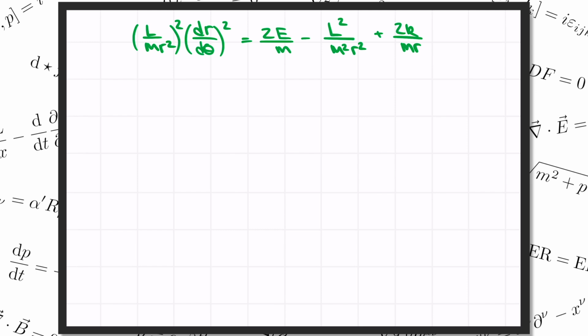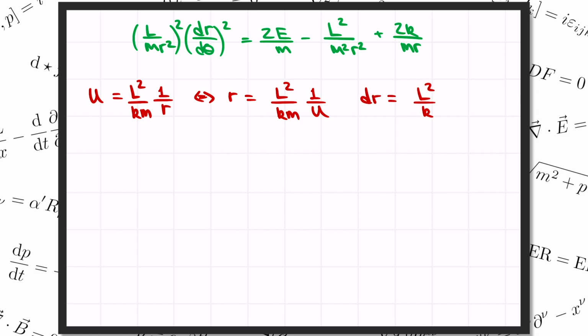To solve this equation, the first thing we should notice is that all these r's are in the denominator, which means that it might be easier to solve for 1 over r instead. So we're going to make a change of variables and let u equal 1 over r. And I'm also going to throw in a factor of L squared over km out front, which is going to make our equations look a little bit simpler. So let's plug this change of variables into our differential equation. First of all, it also says that r equals L squared over km times 1 over u. And so dr is equal to minus L squared over km times 1 over u squared times du.